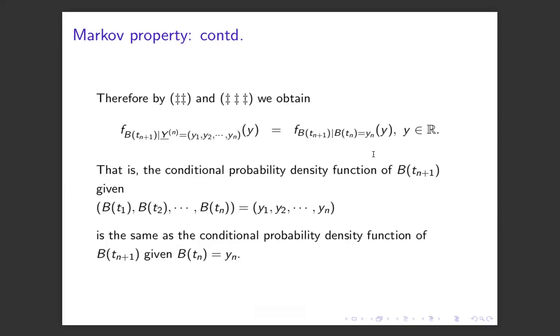That is what I have written down in words now. The conditional probability density function of B_{t_{n+1}} given B_{t_1}, B_{t_2}, ..., B_{t_n} equal to y_1, y_2, ..., y_n is the same as the conditional probability density function of B_{t_{n+1}} given B_{t_n} equal to just the last of these.